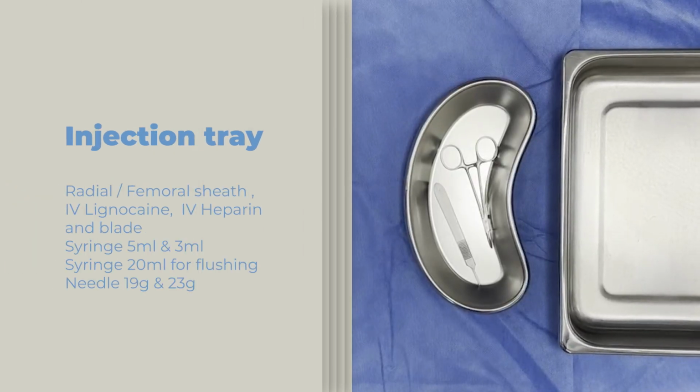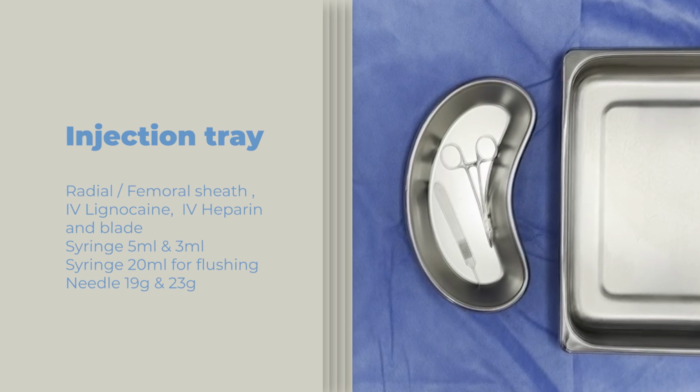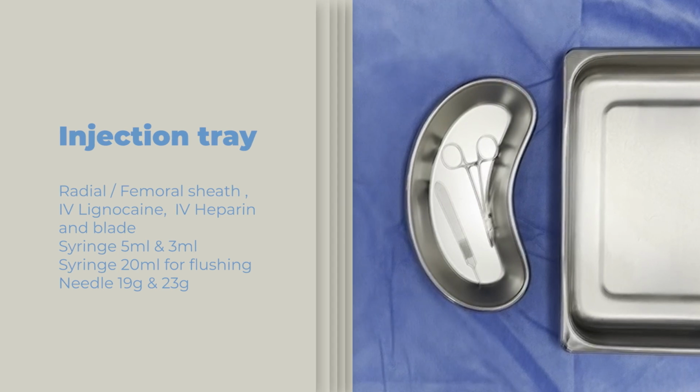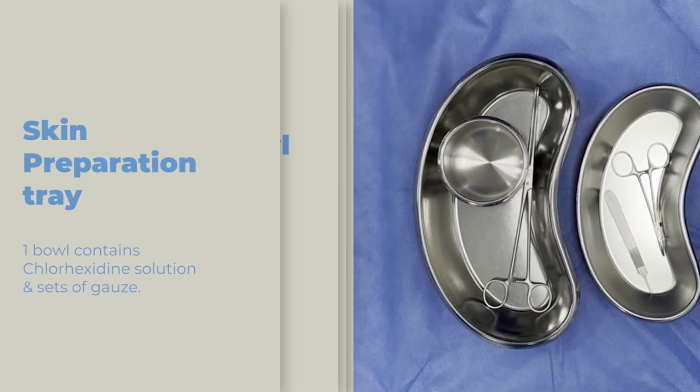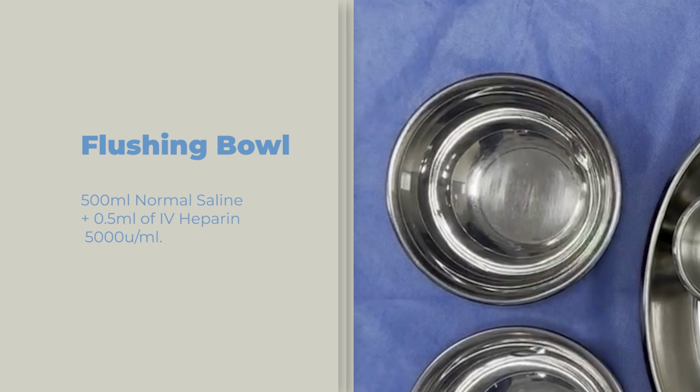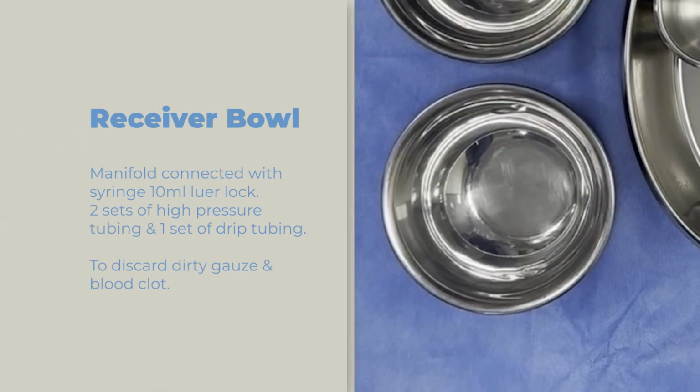2. The injection tray. This is usually where you put all items such as radial or femoral sheath, IV lignocaine, IV heparin, and blade. 3. Skin prep tray. This is for you to set up a skin preparation such as gauze and chlorhexidine. Once used, this will be discarded from the layout since it is considered dirty. 4. Flushing bowl. Here we put 1 pint normal saline plus 0.5 milliliters of IV heparin 5,000 unit per mil solely for flushing.